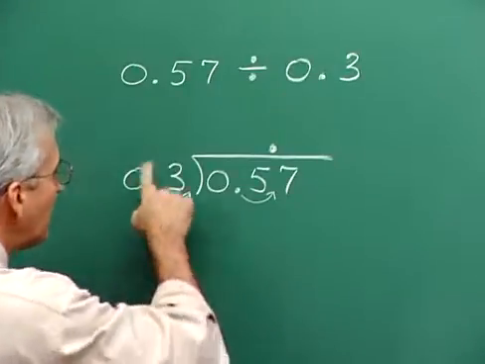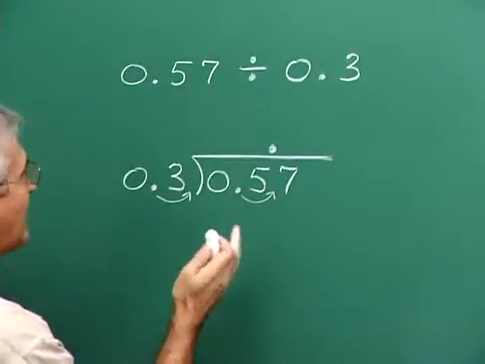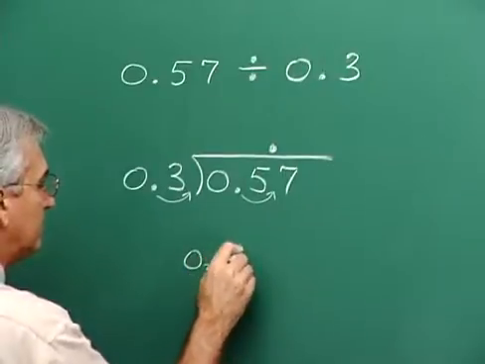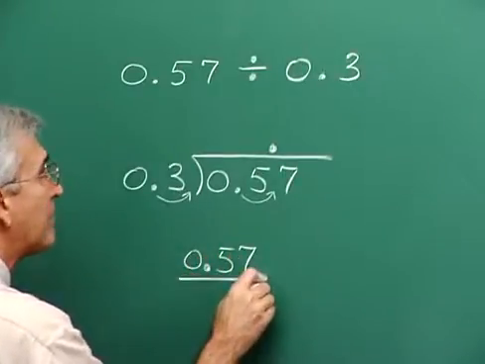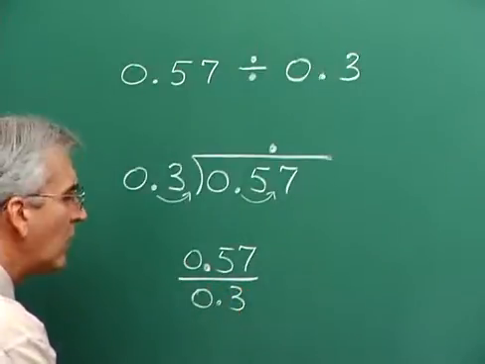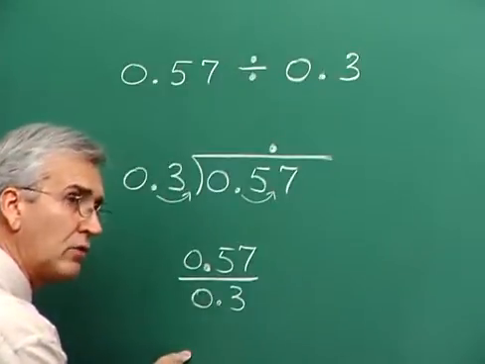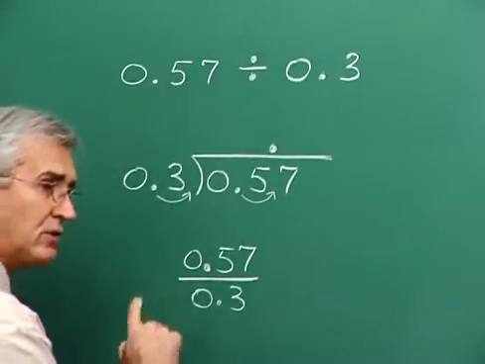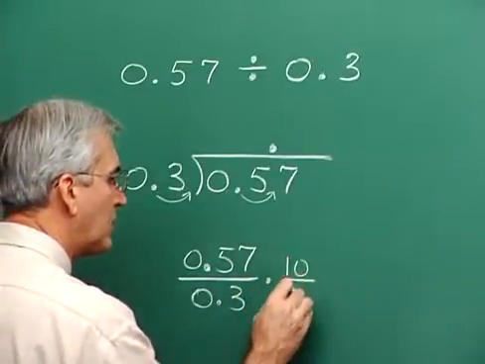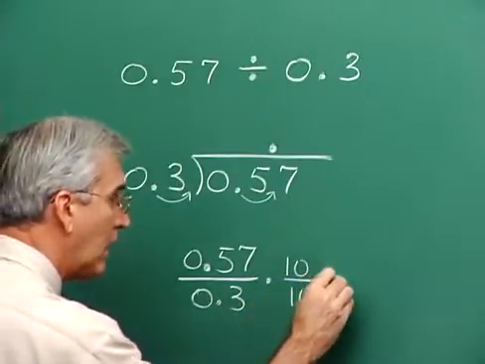Now, the reason we can do this is this. Recall that when we were dealing with fractions, I can make a fraction out of this situation. This is 57/100 divided by 3/10, like this, as a fraction. And you know that if we multiply fractions by forms of 1, we don't change the value of the fraction, we simply change its form. So what if I decide here to multiply by 10/10? Now 10/10 is 1, so I'm multiplying here by a form of 1.